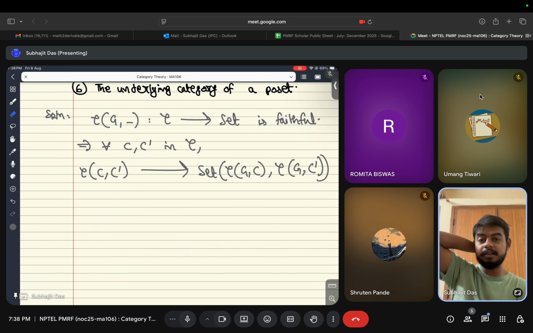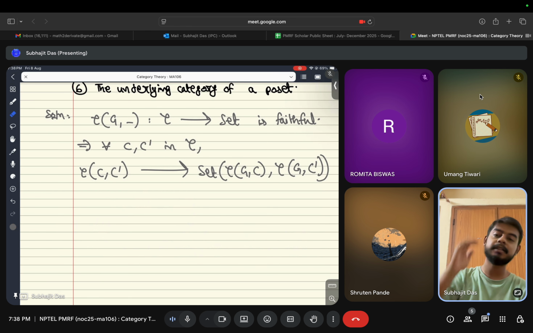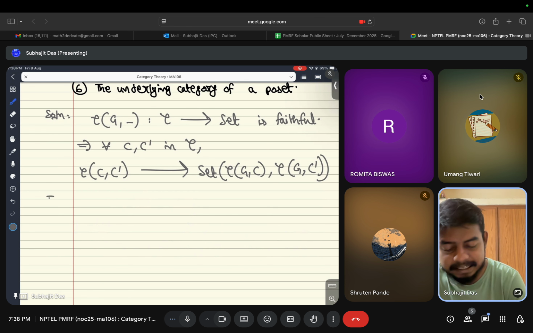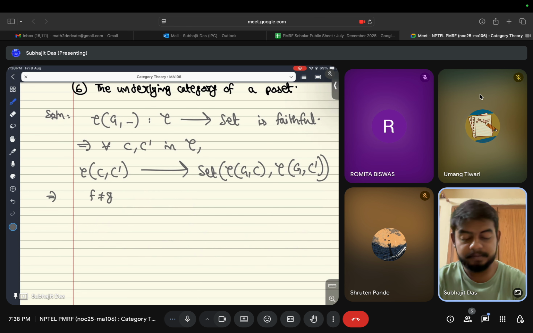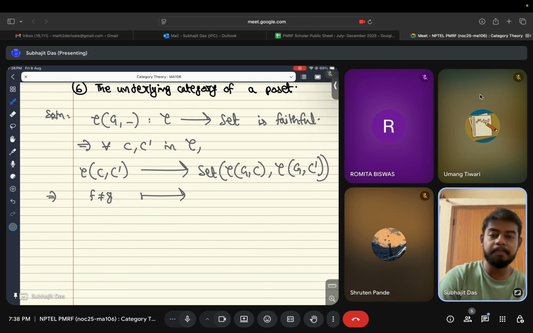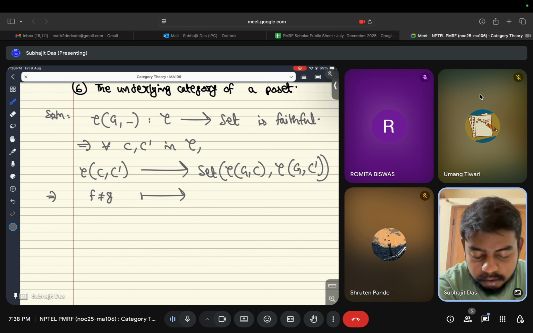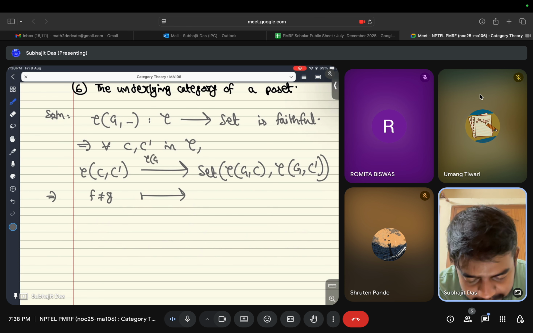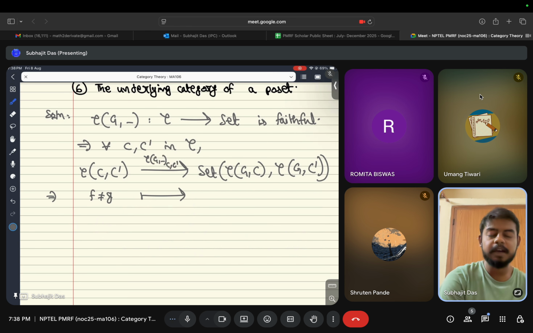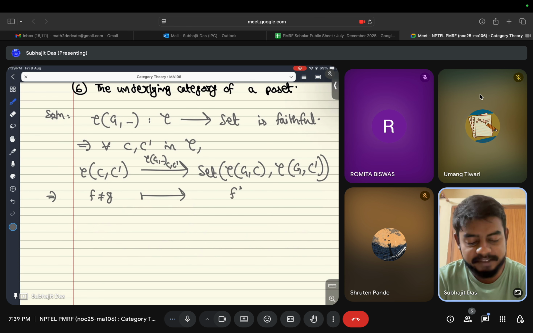The claim is that, or it is given that, this map is injective. What does that mean? This implies that if you take F not equal to G in the domain, then the maps induced by F and G in the codomain, the images. So let's say the image of the arrow F under your map, C(G, -), C comma C prime according to our notation. So functor A comma A prime, that is what we are using. This map suppose sends F to F star and G to G star.